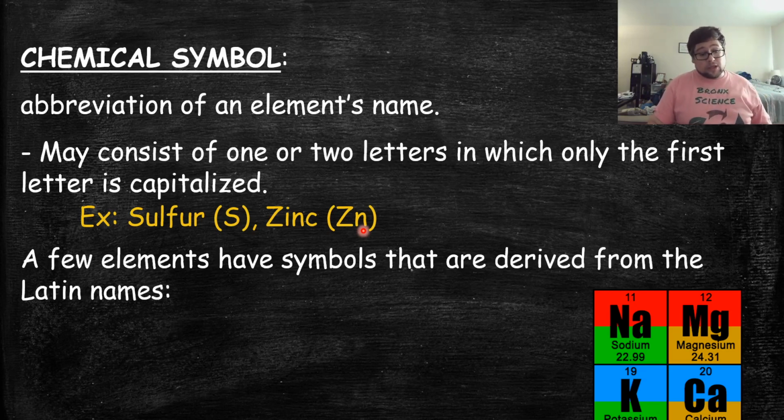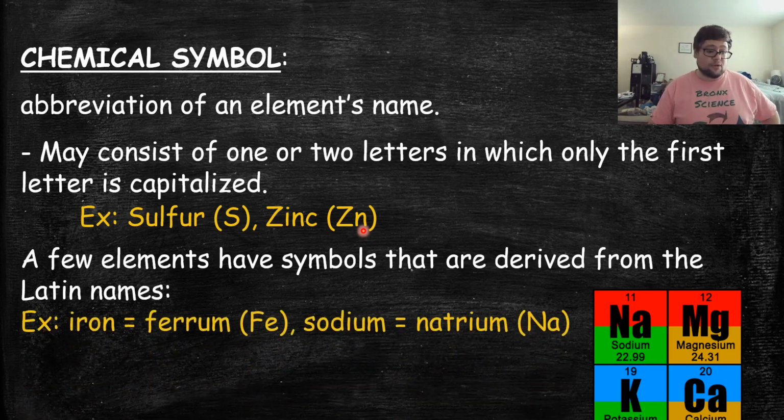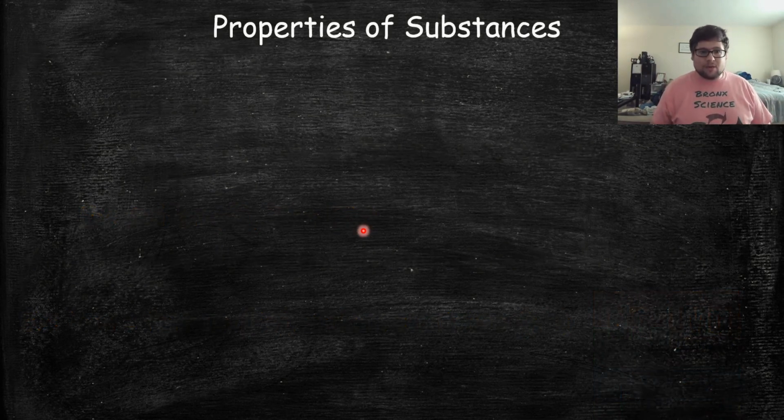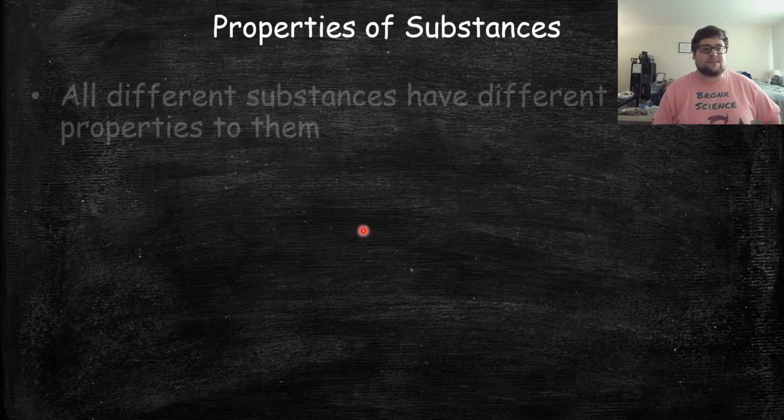A few elements have symbols that are derived from Latin names. So when looking at the periodic table, for example, if you see iron, it's Fe because it's from the Latin word ferrum, and sodium is elemental symbol Na because it's from the Latin word natrium. There are a couple others.